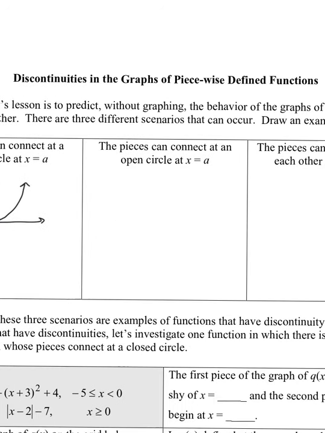In the second box, it says the pieces can connect at an open circle when x is equal to a. So we have our xy coordinate again. My x coordinate, my y coordinate. Here's a. We have an absolute value function, a hole, and then our quadratic. Okay? So the pieces can connect at an open circle at x is equal to a.